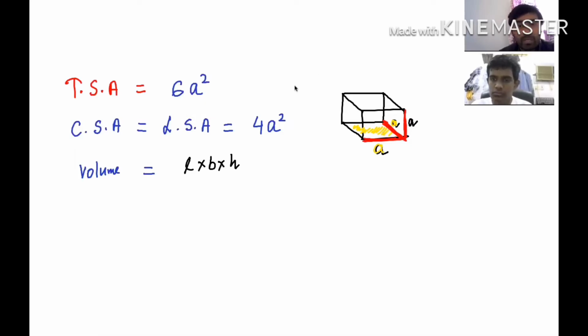Got it. So when all the sides are equal, it is a cube. When all the sides are different, it is a cuboid. Yes, that's right.